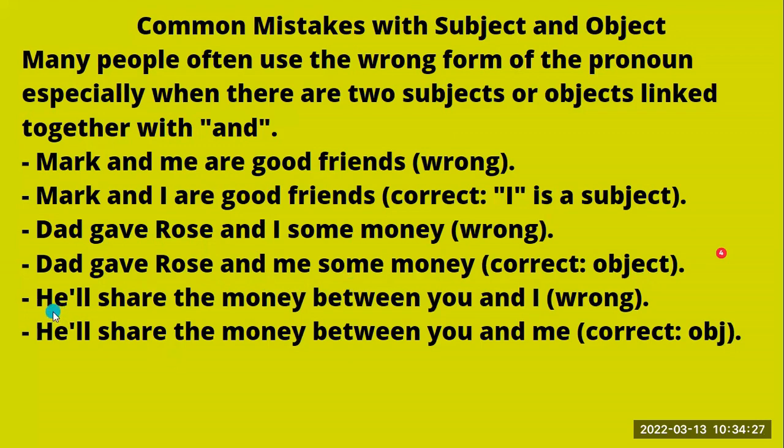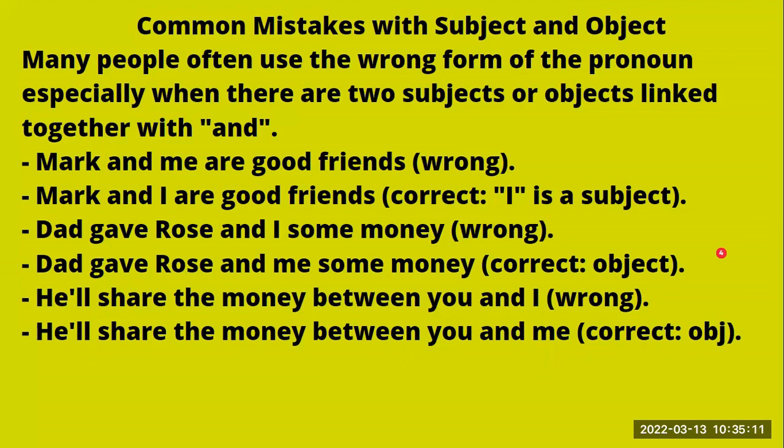Let's look at another example. He will share the money between you and I. Again, this is wrong. Again, you hear a lot of people saying, between you and I, I am ready to take up that assignment. Between you and I is wrong, because you cannot use I as the object in a sentence. But you can say he will share the money between you and me. This is correct because me is the objective form and me is the receiver between you and me.